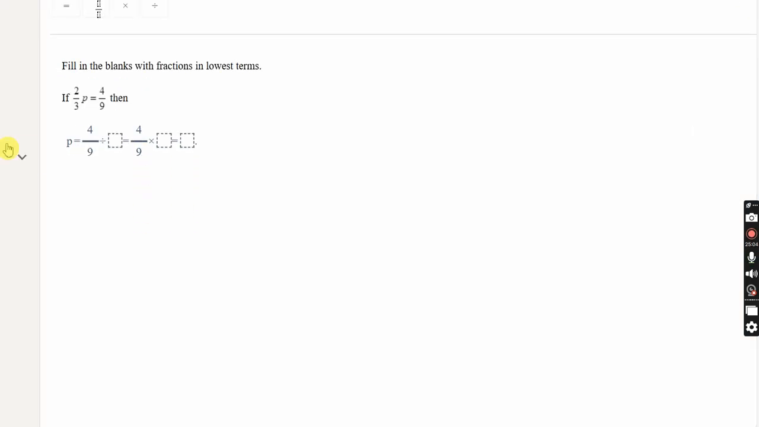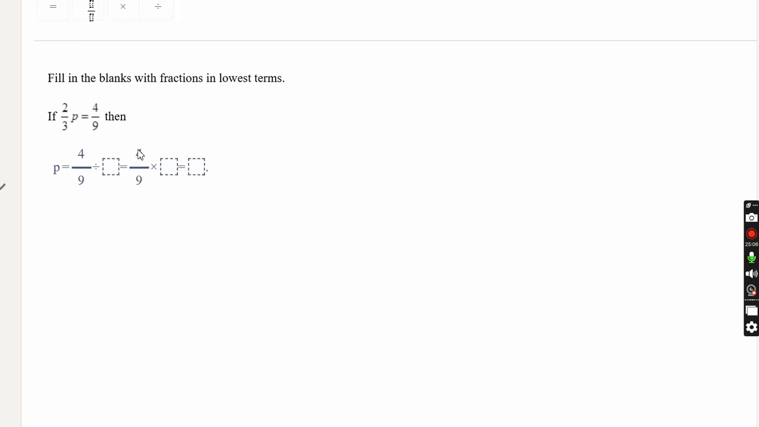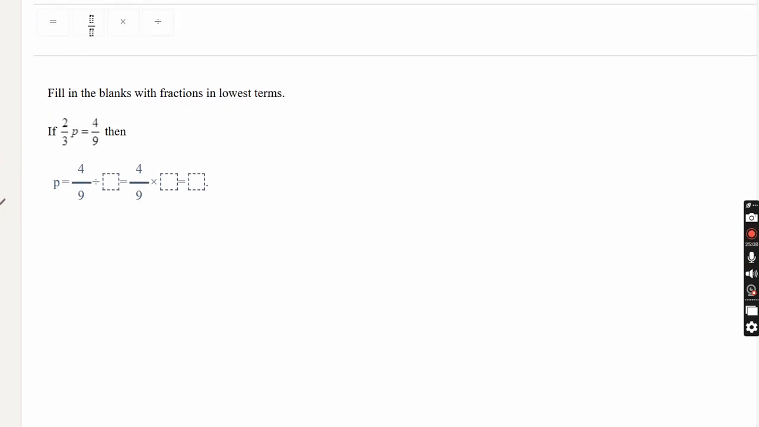Last question for today. I tried to do it as fast as I could. Okay, so here 4 over 9, p is equal to 4 over 9, right? What did they do? They took this to the other side, but they made it division. Remember, keep in mind, they kept it as division. So it stayed 2 over 3, okay? They didn't change anything yet.